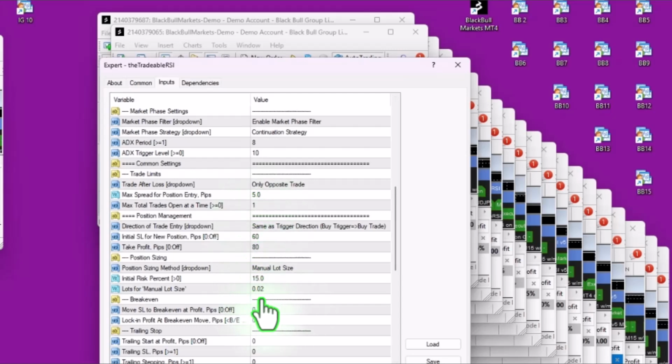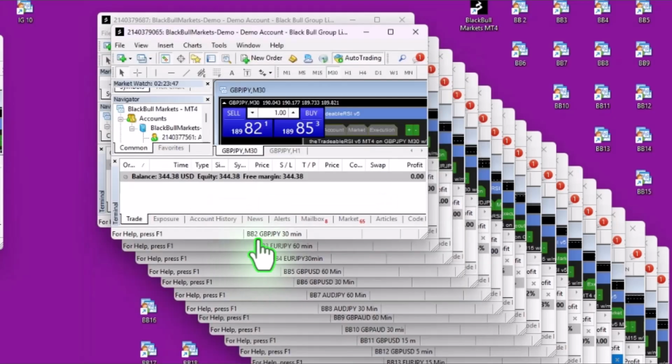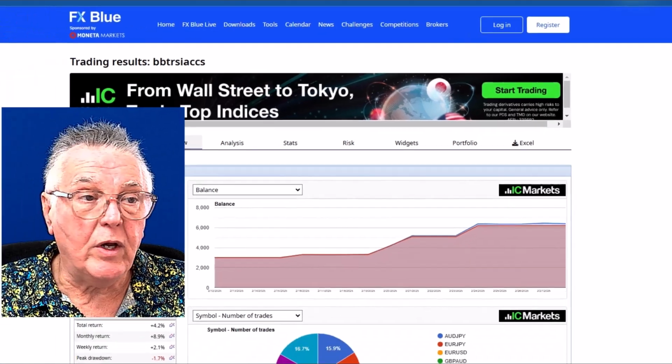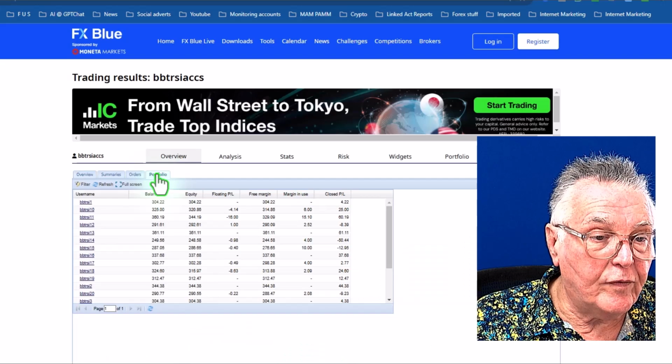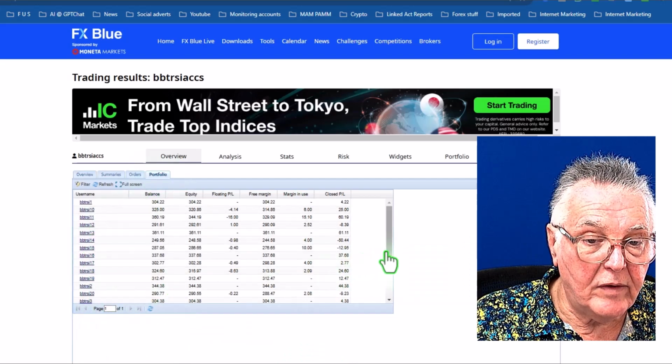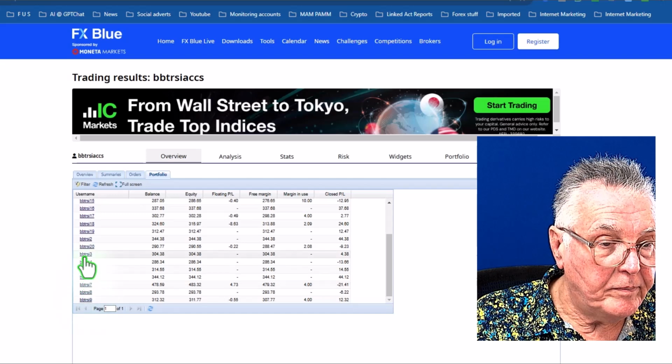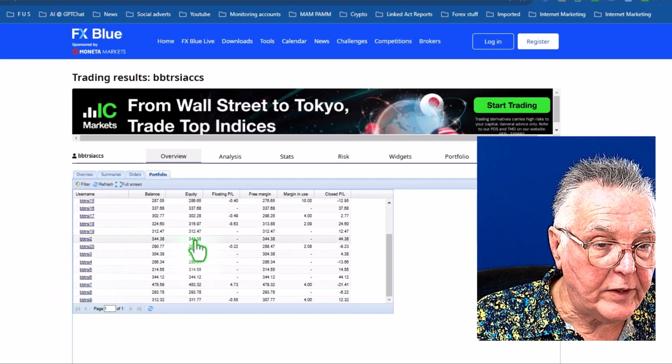So we've got lot sizing of 0.2. Now I think I have already adjusted. 0.02 is not excessively aggressive. Now, to find out whether that has in fact been done, let's go and look at FX Blue. So this is BB2. This stands for Black Bull account number 2, and here we are on FX Blue, and we're going to look for BB2. So we're going to look over here. BB2, there we are. That one's the one that's too aggressive.